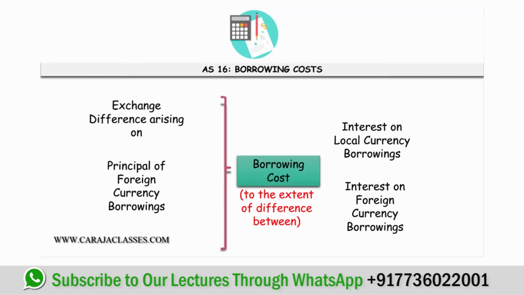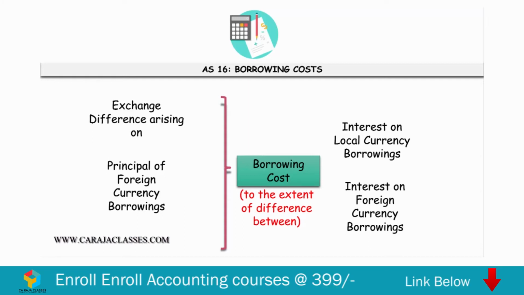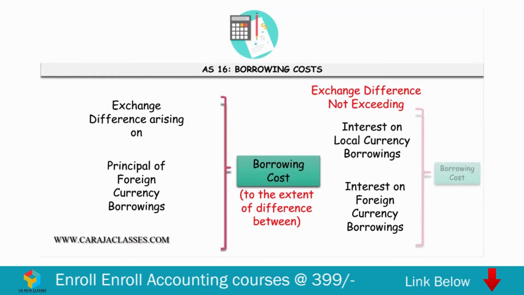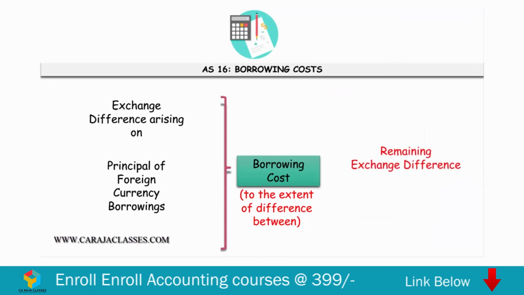And what portion is that? The difference between the interest on local currency borrowings. That is, had the loan been taken in local currency instead of foreign currency, what would have been the interest? That interest will be compared with interest on foreign currency borrowings, and that will be considered as borrowing cost. So the point we have to understand is exchange difference not exceeding this difference only will be considered as borrowing cost. So what happens if exchange difference is greater than the difference? The remaining exchange difference will be dealt as per accounting standard 11.